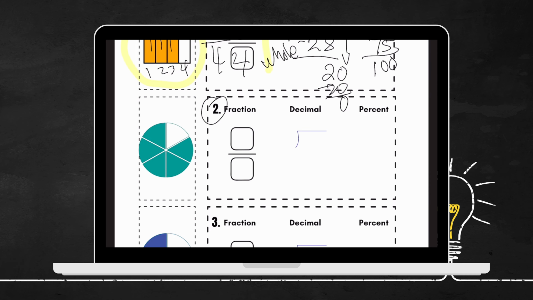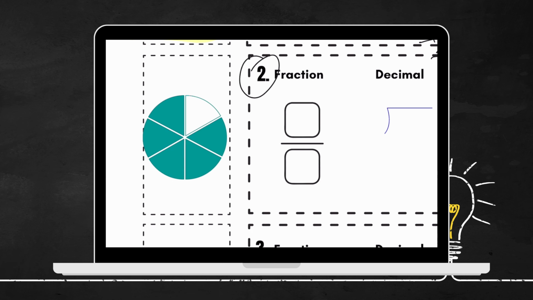Let's do number 2 here real quick. So let's look at our picture. Remember, all fractions are part to whole comparisons. The part is the numerator, the whole is the denominator. So that's telling us how many pieces are in the whole amount.